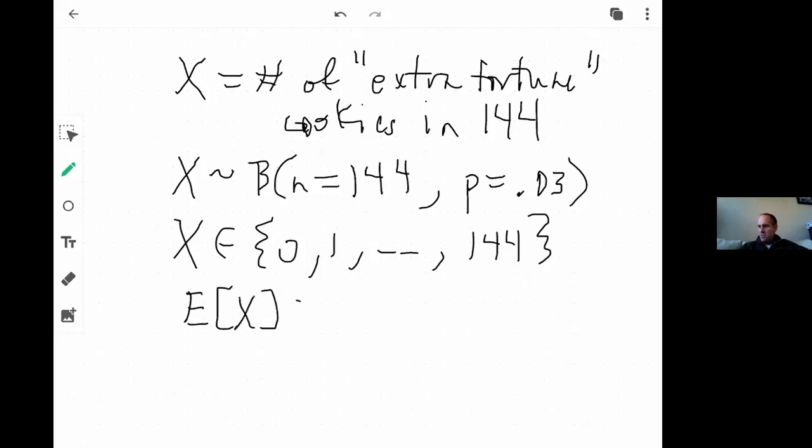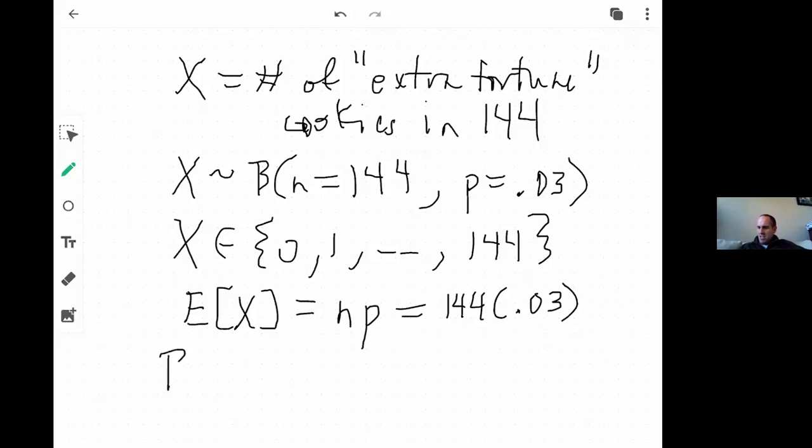Well, the expected value of X, we know that's going to be np, which in this case is 3% of 144. So it's just 144 times 0.03, which is basically going to be 1.44 times 3. So there you go. That's the expected number of extra fortune cookies.